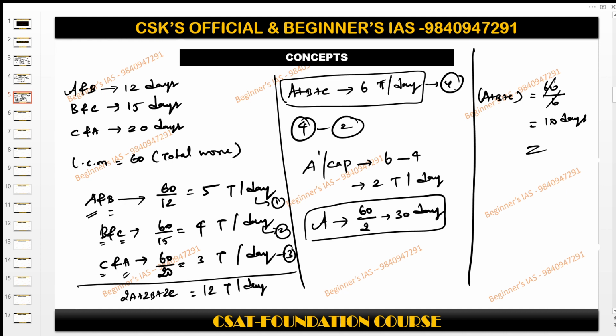Sir, please explain that 6 minus 4 once again. 6 minus A's 4 part. 4 minus 2. Yes. Okay, listen.